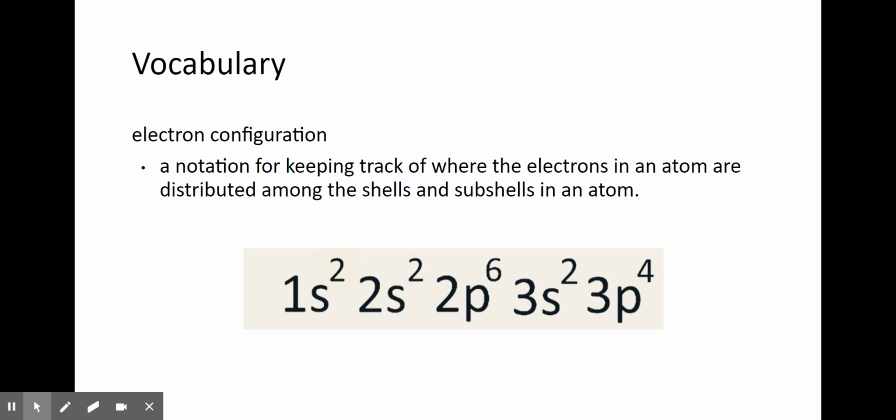Okay, one key vocabulary term that we have here is electron configuration. Okay, this is basically a notation for keeping track of where the electrons in an atom are distributed among the shells and subshells in an atom. Okay, so you will see coefficients essentially. So you'll see big numbers, you'll see letters, and you will see superscripts, or we also like to call those exponents.